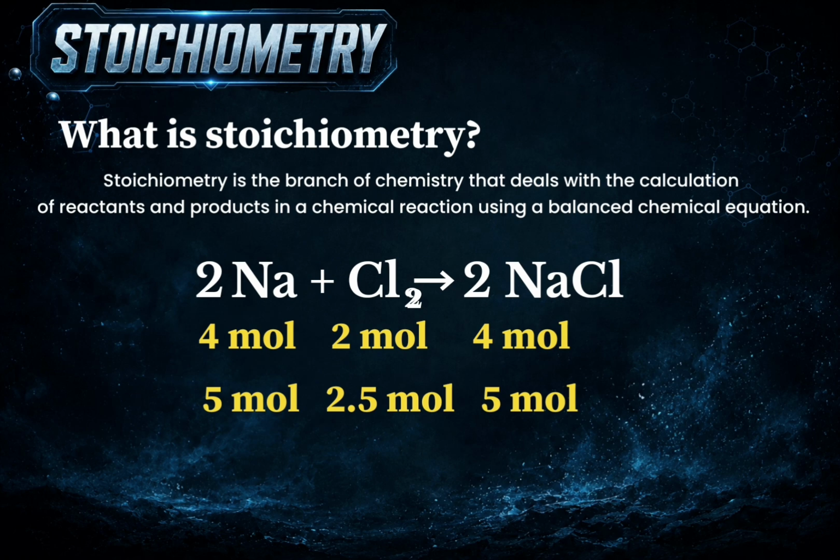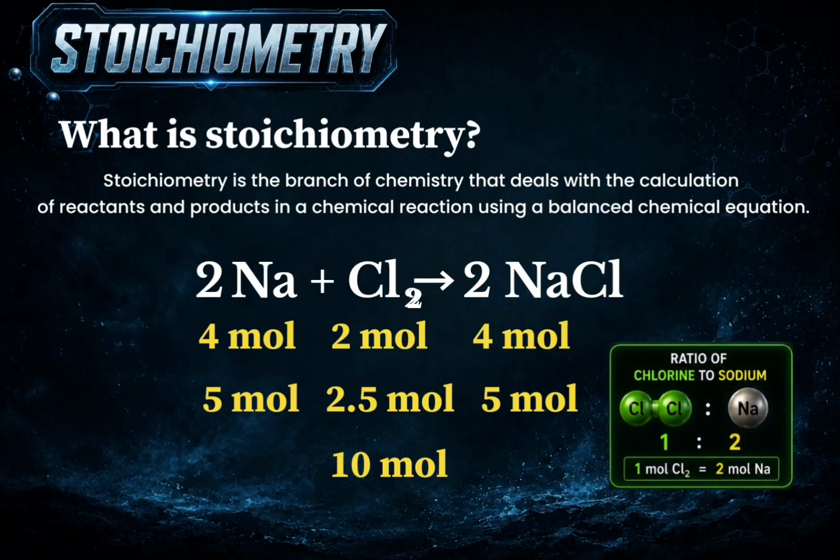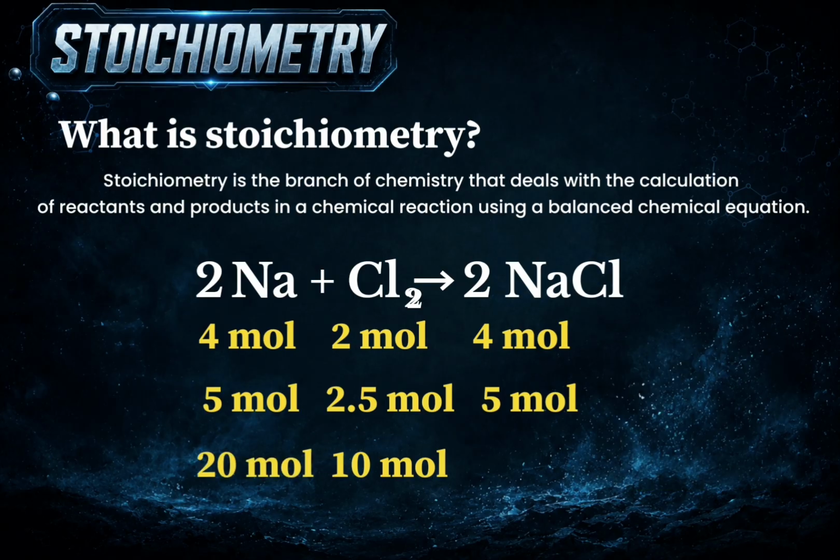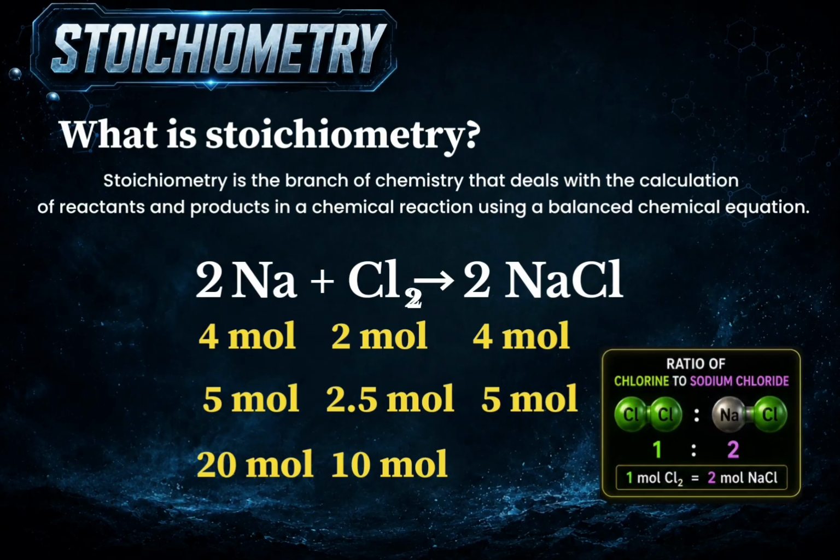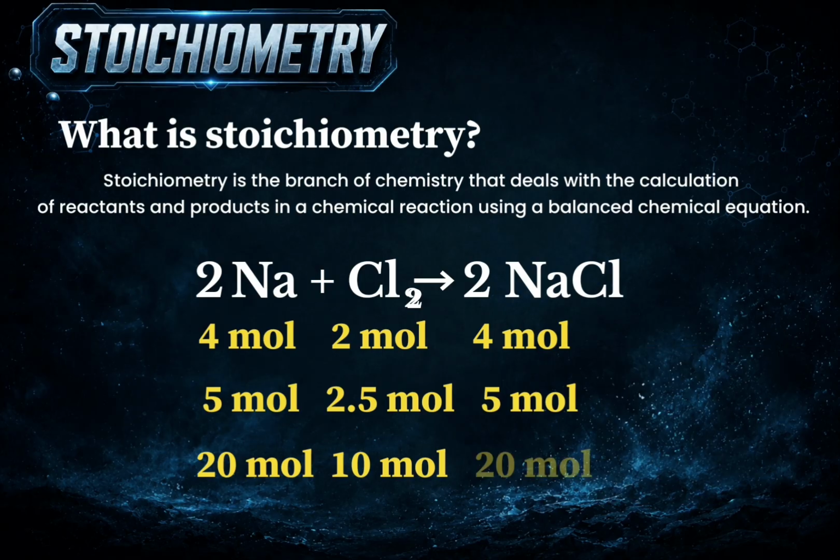If we take 10 moles of Cl2, then since the ratio of chlorine to sodium is 1:2, we will need 20 moles of sodium. And since the ratio of Cl2 to NaCl is 1:2, 10 moles of Cl2 will produce 20 moles of NaCl.